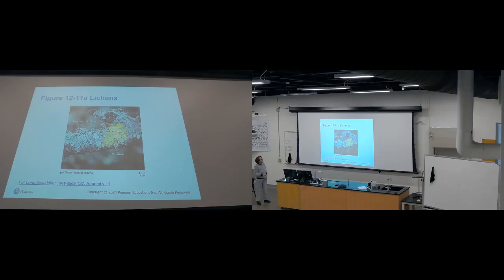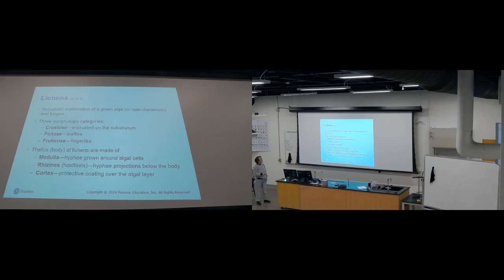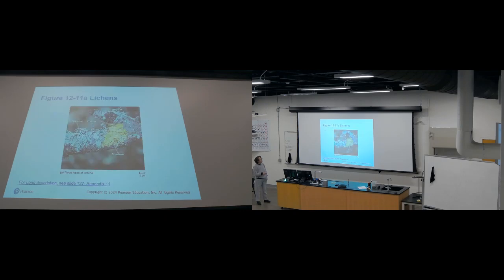So here are the three types of lichens. This is a branch of a tree. This is the one that is attached to the substrate, which is the crustose. And then you have here the foliose, and then here you have the fruticose. So if you remember the shape, foliose looks like a leaf, and this looks like a finger.